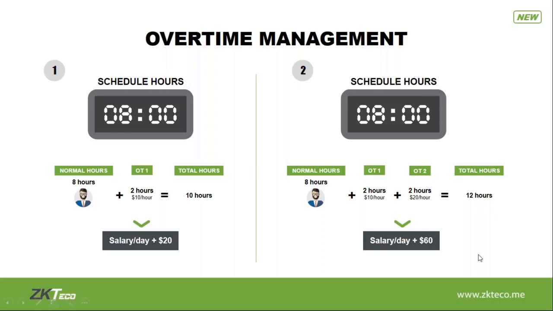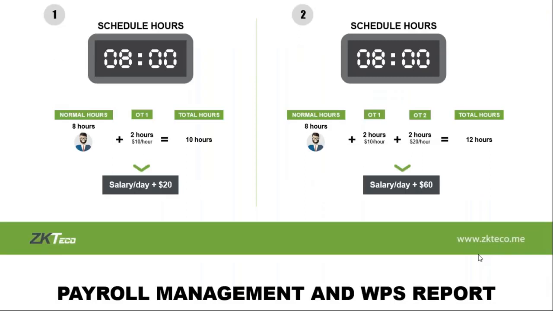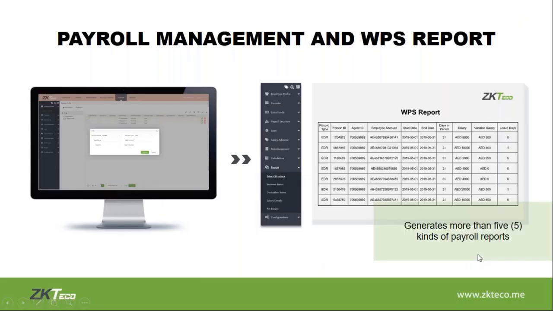And payroll management and WPS report. So it's like we have a payroll module which will be having an option to add the allowance, deductions, decrements, increments, all these things. Based on this and attendance values, there will be payroll reports. And in addition, as per the Middle East version, it has a WPS report which is necessary for the Middle East government.